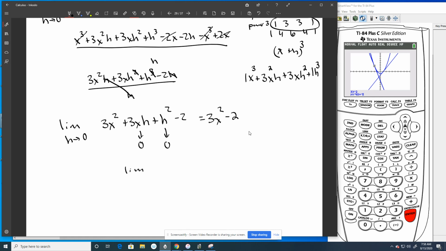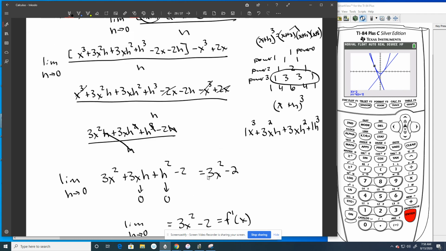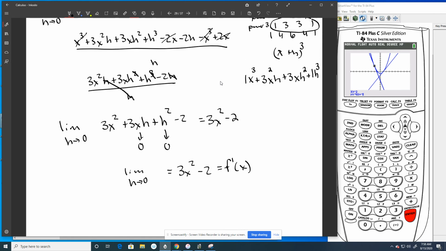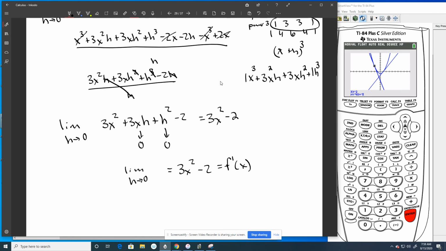So my limit as h goes to 0 of all of this becomes 3x squared minus 2. And that becomes my f prime of x. That's my derivative. I can plug in any x value and find out what my slope is going to be. Did it give us a specific value? It didn't. It just wanted us to find the equation. So f prime of x is 3x squared minus 2.